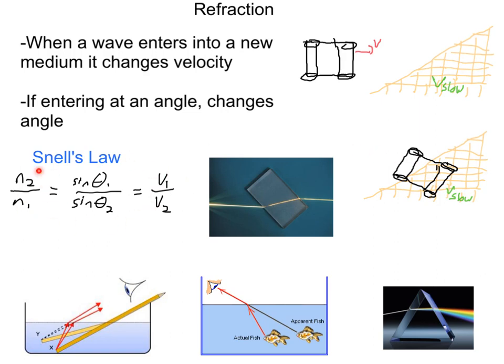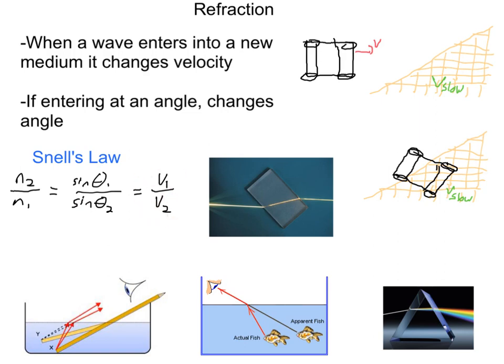Snell's law is this: N2 divided by N1. Now, the N here generally represents a refractive index, specifically an optical refractive index, because this is oftentimes done with light, but it works with any wave. Okay, but if you're dealing with light, optical refractive index, N2 divided by N1 equals sine theta 1 divided by sine theta 2, which also is velocity 1 divided by velocity 2.